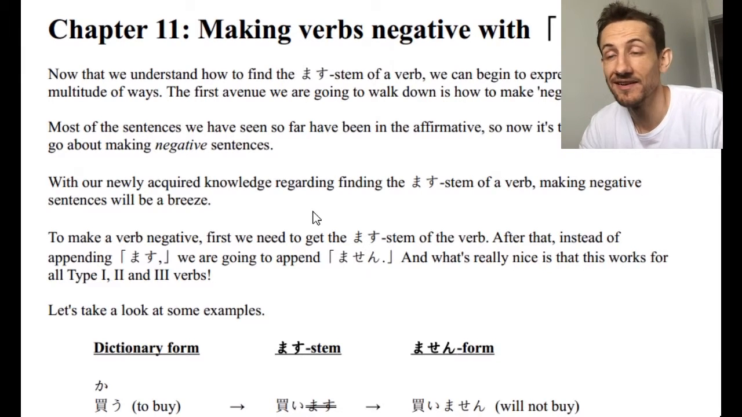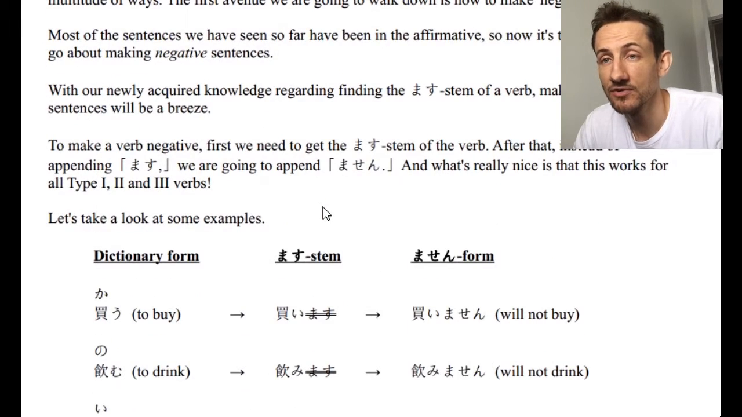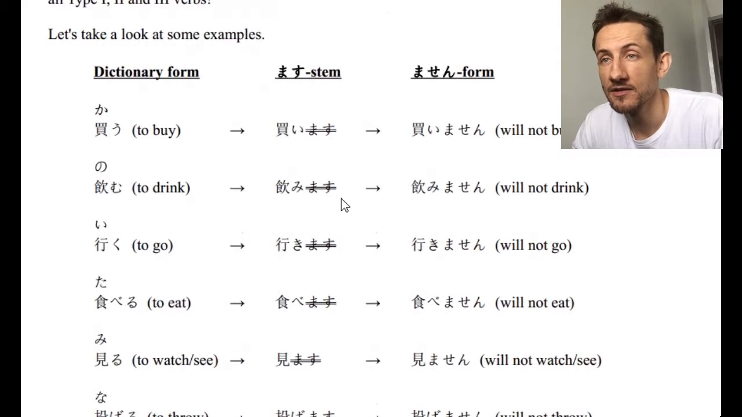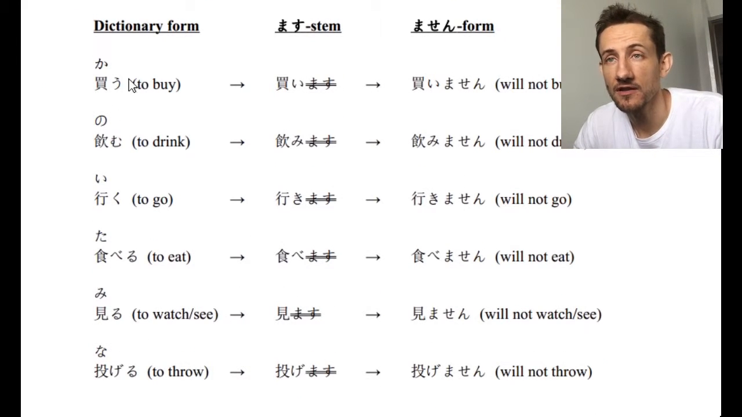So it's really easy. Here we have some examples that we'll go through really quickly. We have the dictionary form of the verb in this column, kau, to buy. And in this column, we have the mas stem. So kau, the mas stem is kai, and then we just add masen. Kau, kai, kaimasen. Won't buy, don't buy. Very easy. Next we have nomu, to drink. The mas stem is nomi. We add masen, and we get nomimasen. Will not drink. Don't drink.